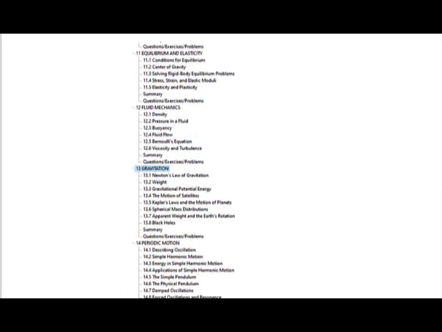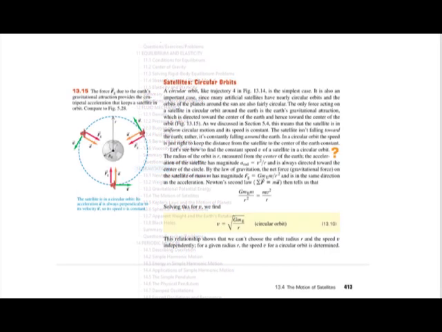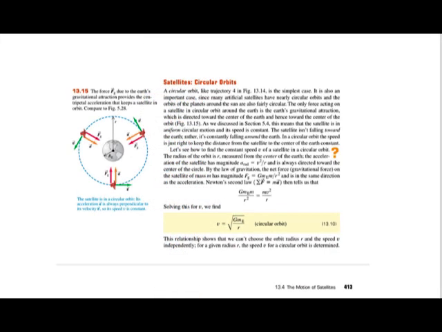This is the index to the book. The chapter on gravitation starts on page 402 and covers various aspects of the subject. We'll focus on the analysis of planetary motion. In the section, The Motion of Satellites, Newton's law of gravity and the second law of motion are used to derive the velocity of a satellite in a circular orbit of radius r.